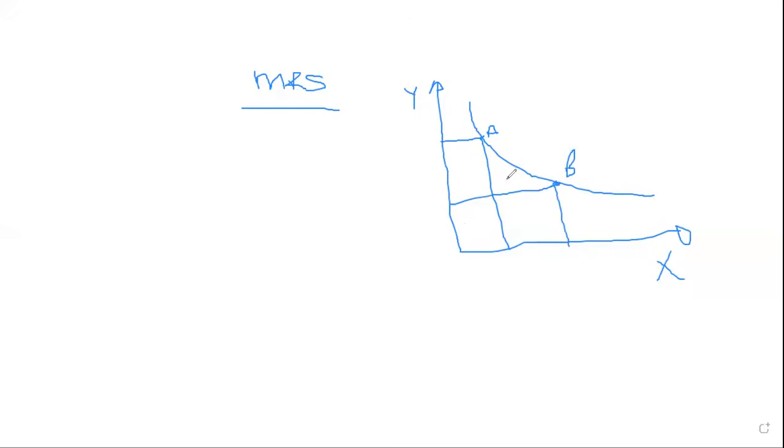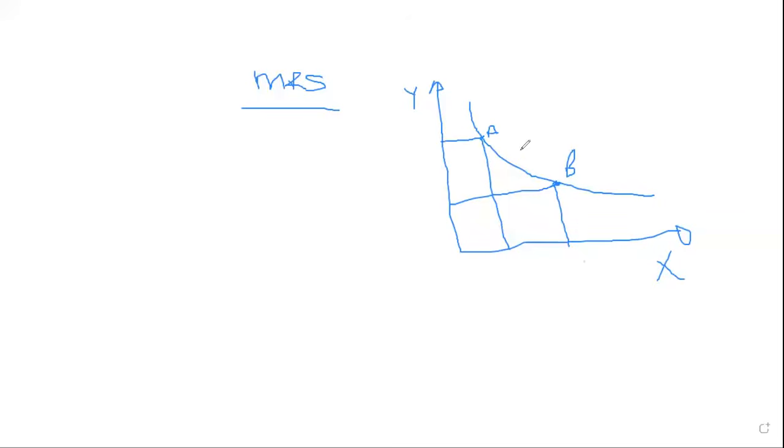Now, the rate at which the consumer substitutes one commodity for the other is what we call the marginal rate of substitution. Right? So how many units of y should I give up to get a unit of x? That is the marginal rate of substitution. The rate at which the consumer substitutes one commodity for the other is the marginal rate of substitution.